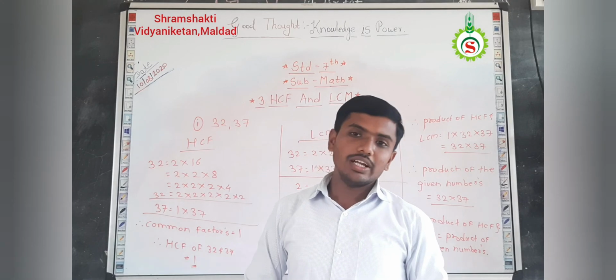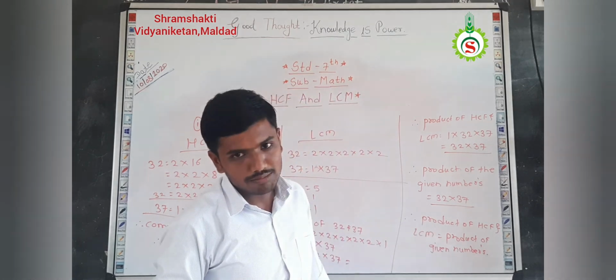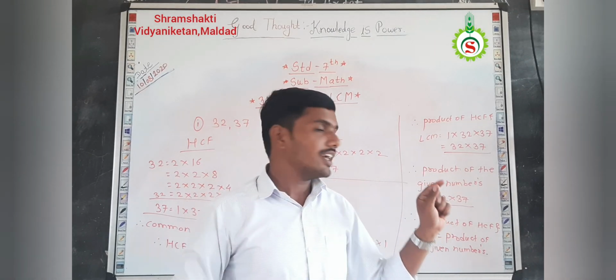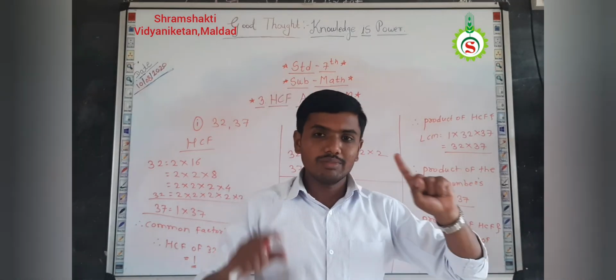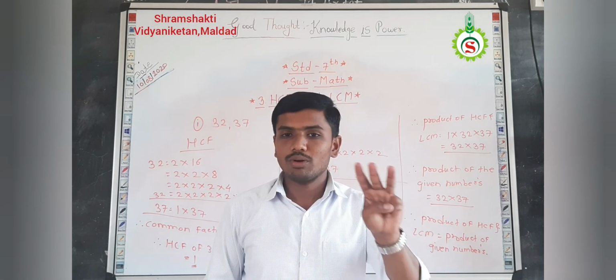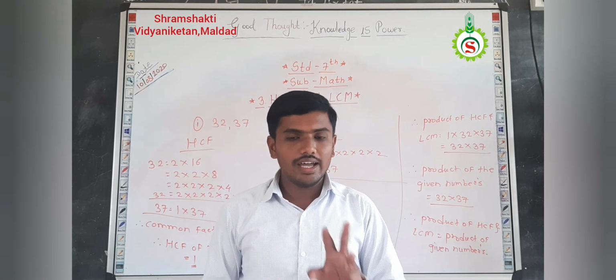So I think all of you get the proper idea from these two examples of how to find the HCF and LCM and how to verify that the product of HCF and LCM is equal to the product of given numbers. So the remaining 3 examples from the second question we have to solve at home.